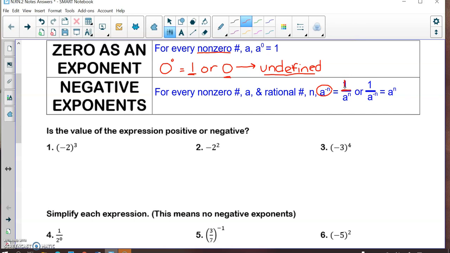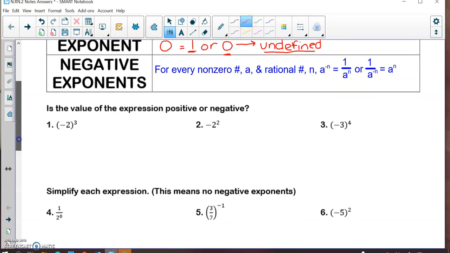And if I had 1 over a to the negative nth power, we would just move that a to the negative nth power into the numerator, and it now becomes a positive a to the nth power. So if we are dealing with negative exponents, if it's in the numerator, like this one was, then we move it down into the denominator to make it a positive exponent. And if it's already in the denominator, then we move it to the numerator to make it a positive exponent.